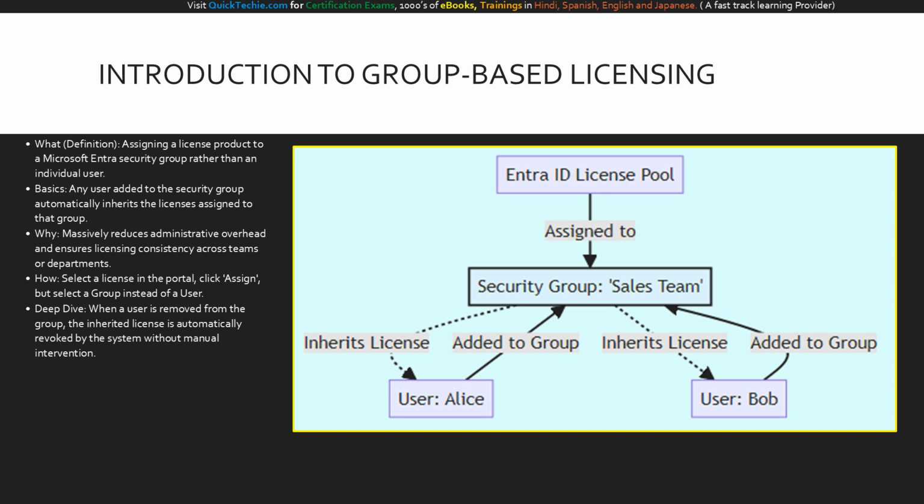At the top, we have our Entra ID license pool. We take a batch of those licenses and assign them directly to the central blue node, our sales team security group. Now, look at Alice and Bob on the left. As an administrator, your only job is to add Alice and Bob as members of the sales team group. The moment they join, the dotted lines show the system automatically flowing those inherited licenses down to their individual user accounts. If Bob leaves the sales team tomorrow, you remove him from the group, and the inherited license link is instantly severed, returning the license to your pool.